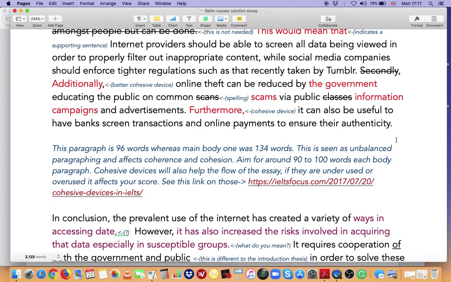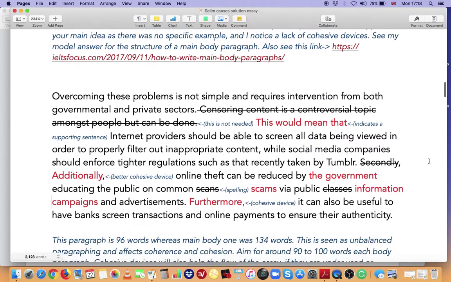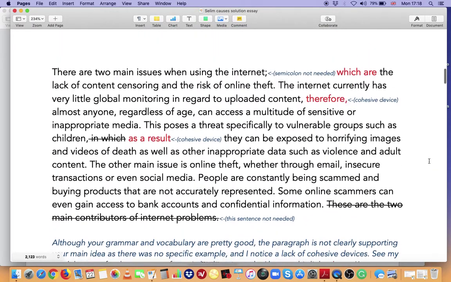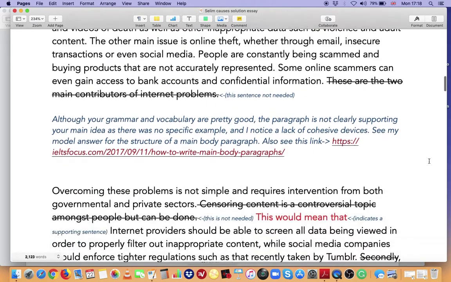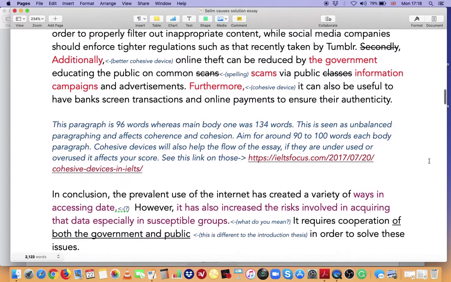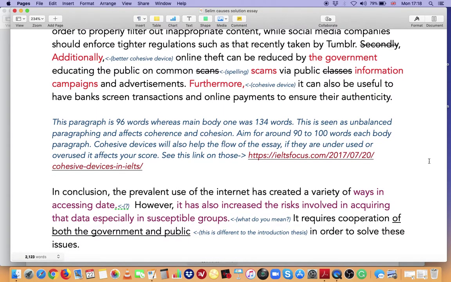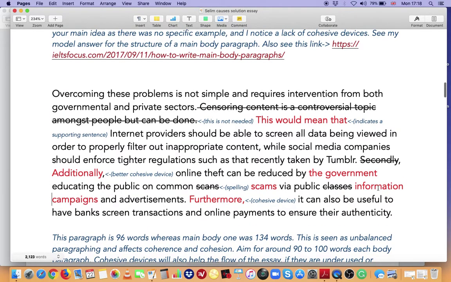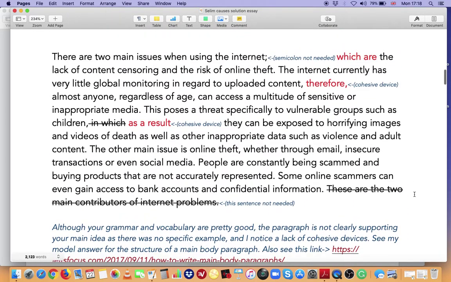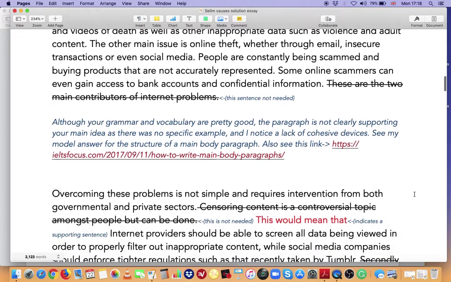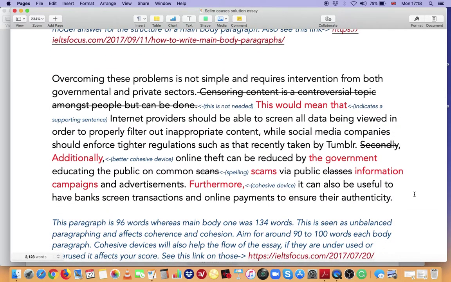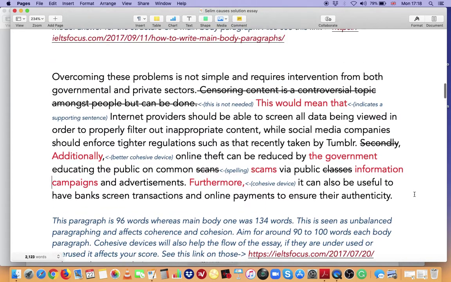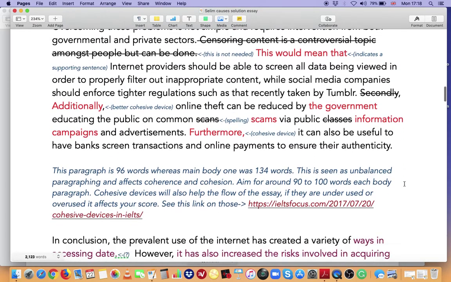Now the paragraph is about 90 something words, whereas the first main body paragraph is very long. So there's a little bit of an imbalance in the paragraphing there. And I had to add some cohesive devices into the body paragraphs. Now you don't need too many of those. If you have too many cohesive devices, it can lower your score. So even that is more than enough.